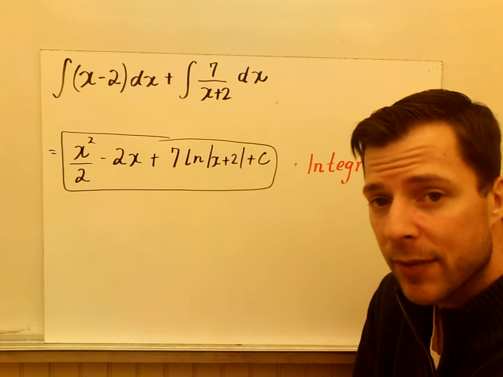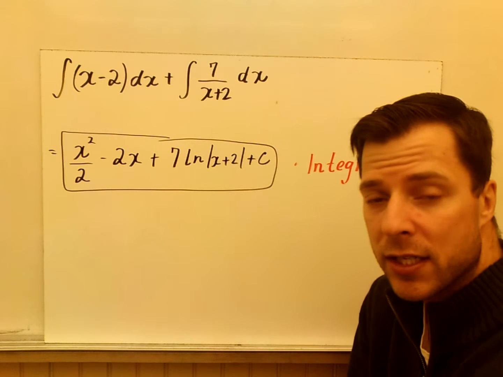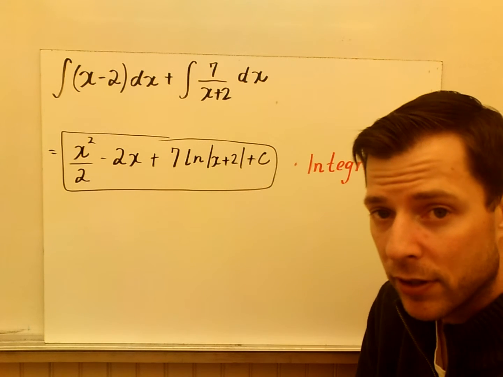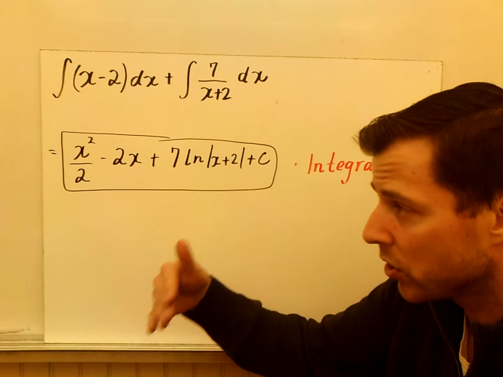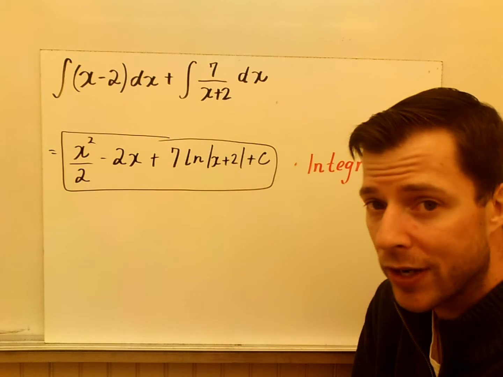So those are a couple of examples of case 2, when P(x) divided by Q(x) is not a proper integral, it's improper. The degree of the numerator is greater than the denominator.